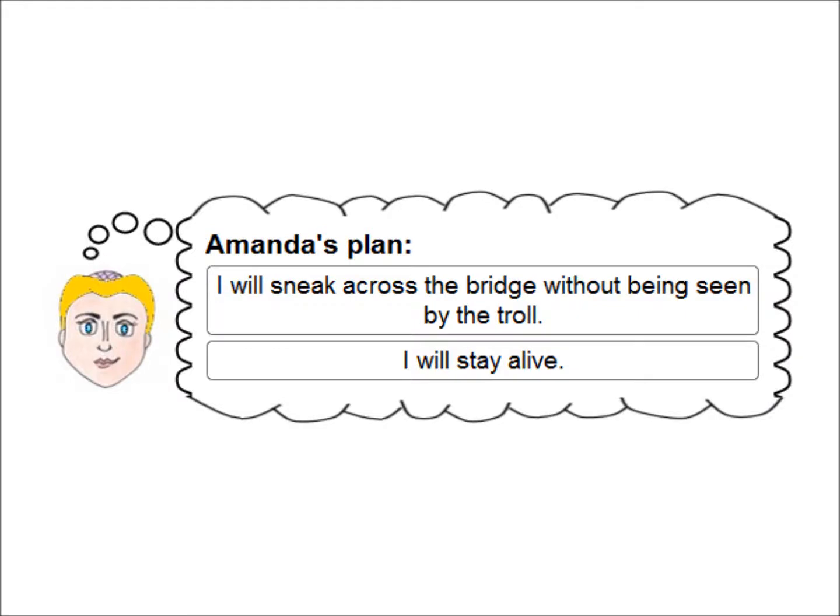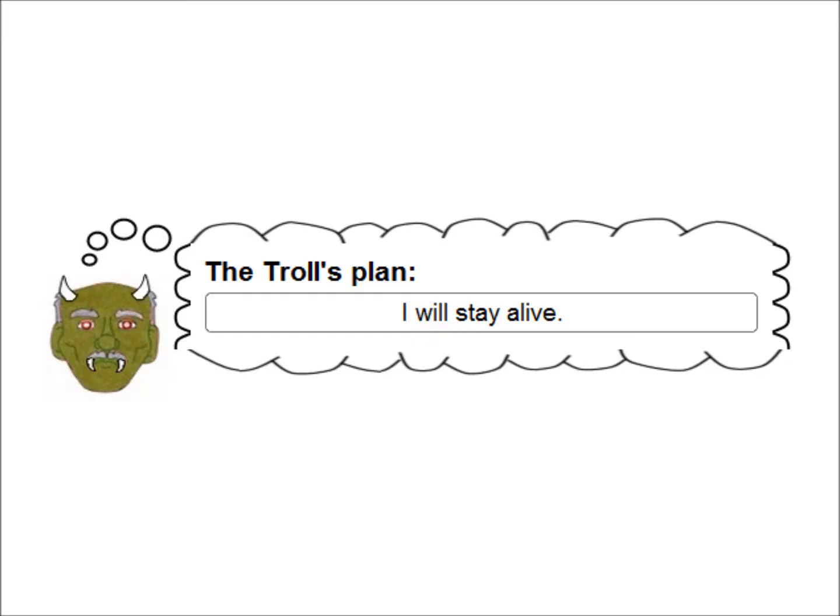The second character is Amanda. At the beginning of the story, her plan is to sneak across the bridge without being seen by the sleeping troll. She also plans to stay alive by the end of the story. Lastly, we see the troll. He's asleep, so the only thing he plans to do is stay alive by the end of the story.